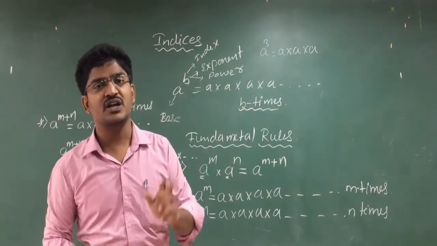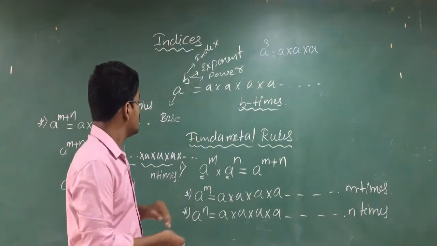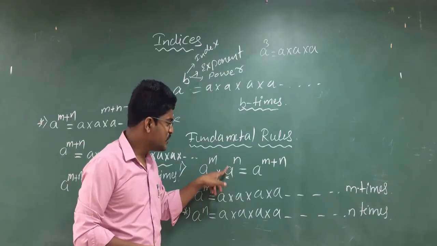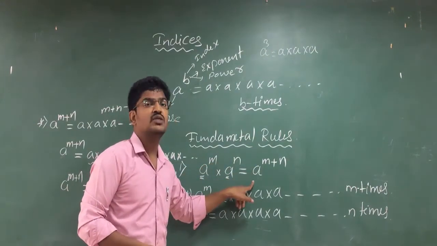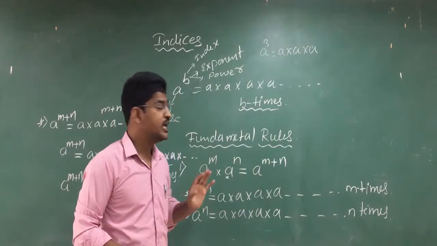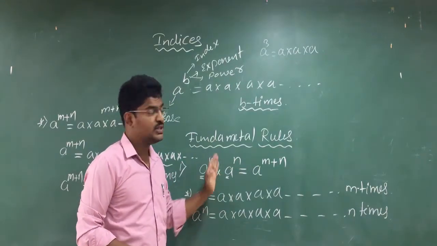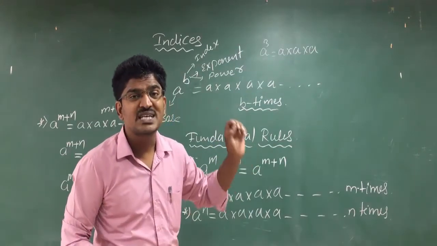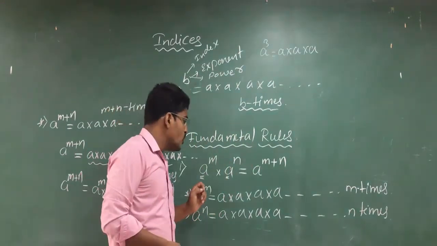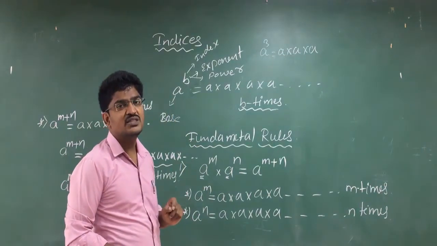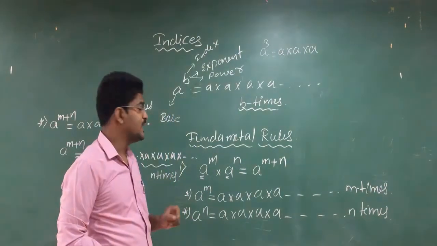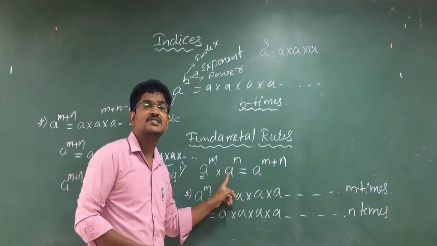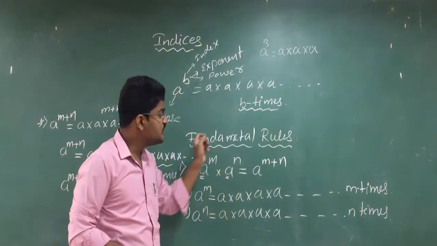Okay. So now for this exponential form, there are some fundamental rules. The first one is a to the power of m multiplied with a to the power of n will give you a to the power of m plus n. Here you must make a note of one thing: the base has to be the same. Then only we can apply this.